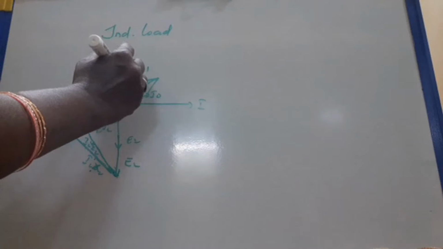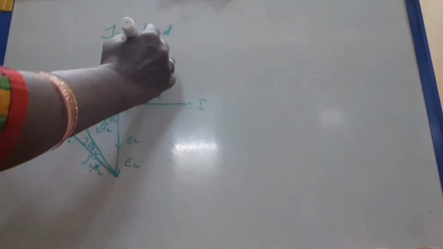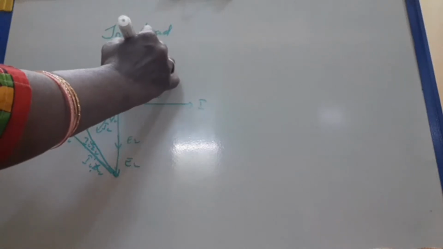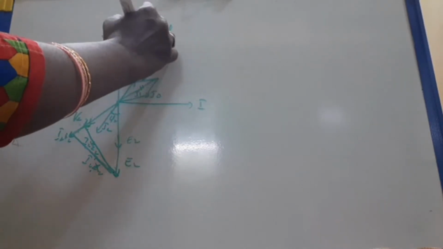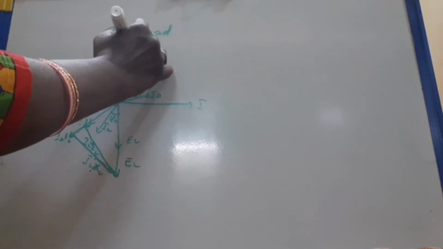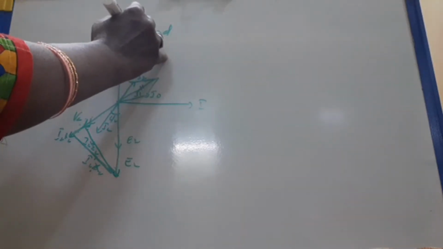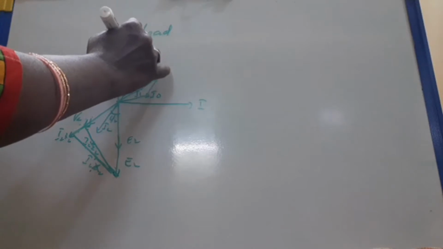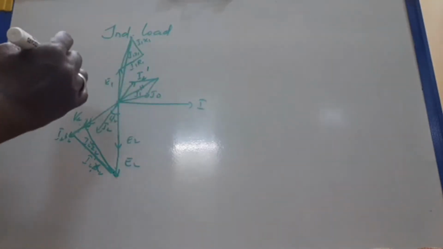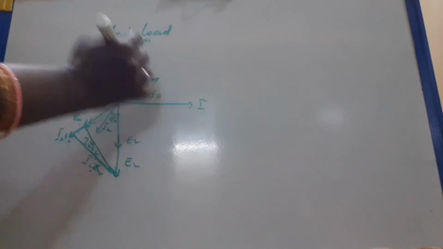I1, you have to draw E1. From E1, draw I1 R1 parallel to I1, and perpendicular to that I1 X1. Joining this, you can get I1 Z1. So E1 plus I1 Z1 gives V1.